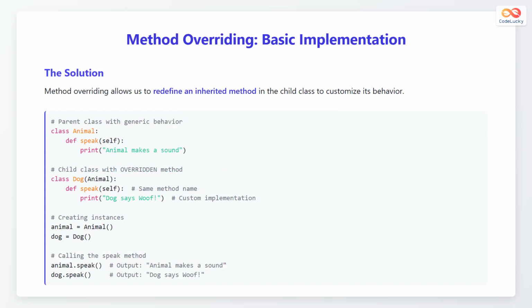Method overriding basic implementation. The solution is that method overriding allows us to redefine an inherited method in the child class to customize its behavior. Here is an example. We have a parent class Animal with the method speak, which prints "Animal makes a sound." The child class Dog inherits from Animal, but now we are overriding the speak method. Here we redefine the speak method within the Dog class to print "Dog says woof." Now, after creating the instances of both Animal and Dog, when we call animal.speak, it outputs "Animal makes a sound," and when we call dog.speak, it outputs "Dog says woof."